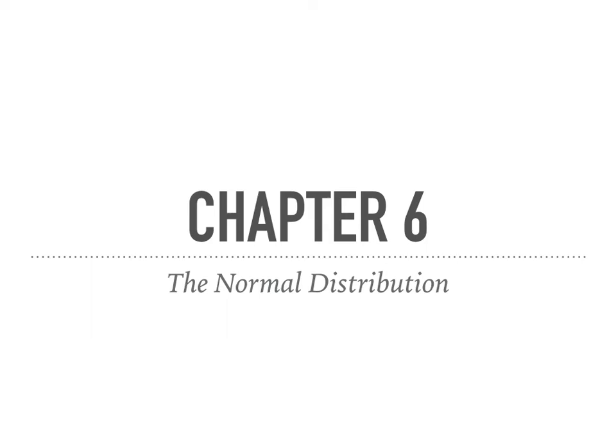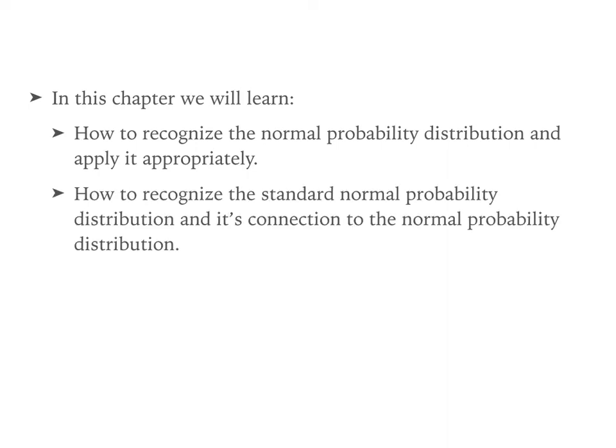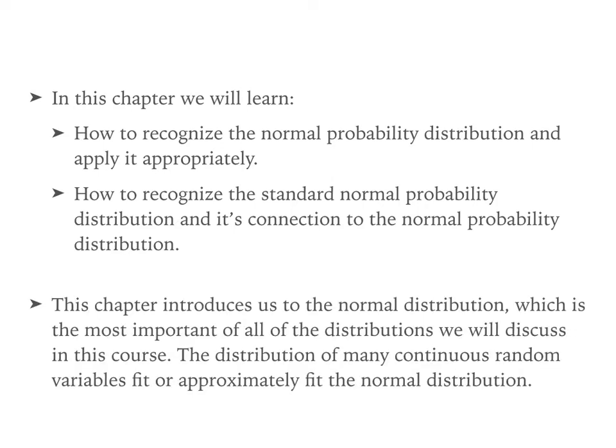In Chapter 6, we will begin to focus on the normal distribution. The normal distribution is one of the specific distributions within the continuous distributions. In this chapter, we will learn how to recognize the normal probability distribution and how to apply it appropriately. We will learn to recognize the standard normal probability distribution and its connection to the normal probability distribution.